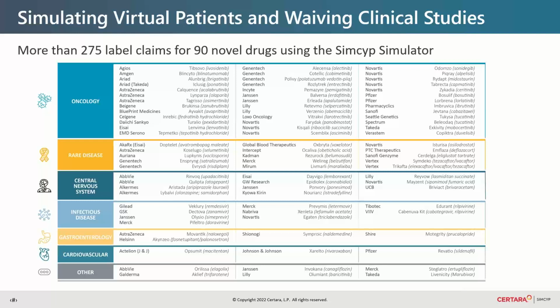As mentioned earlier, Simcyp, the overall simulation platform, has been used to make a 275 and growing number of label claims for 90 novel drugs across a variety of therapeutic areas. And this is essentially a summary of these development programs that we were able to assist by helping make claims without actually having to do clinical studies.